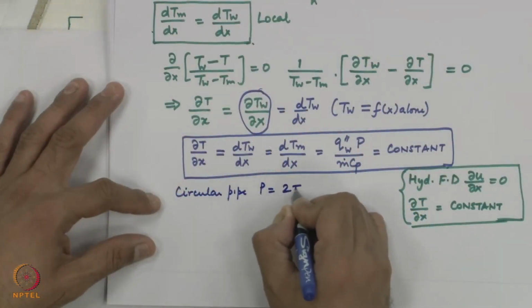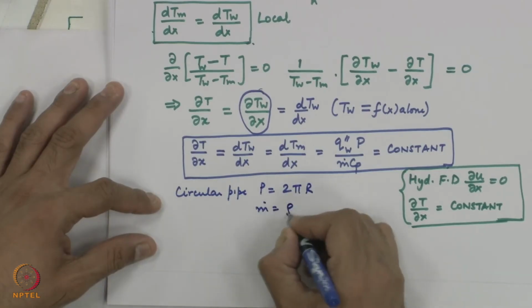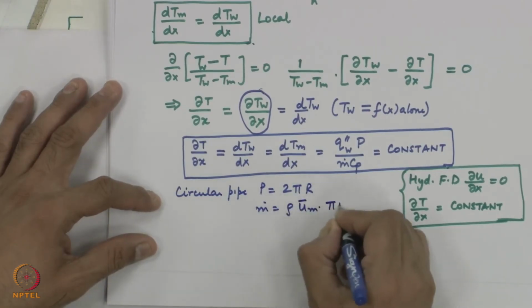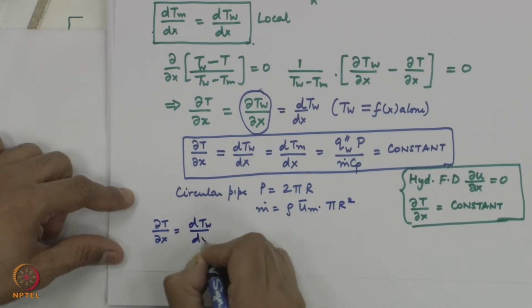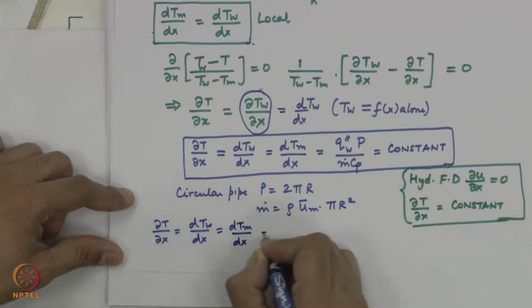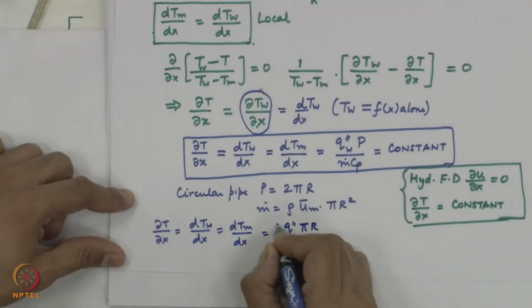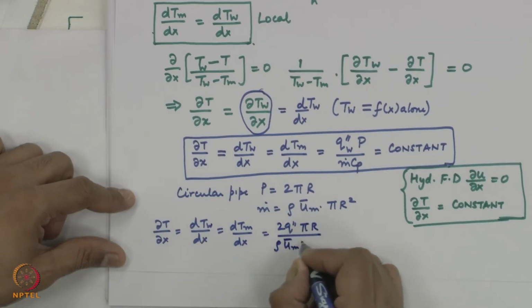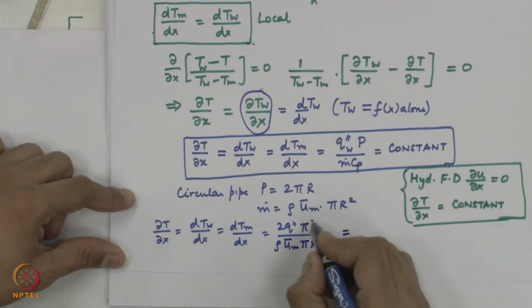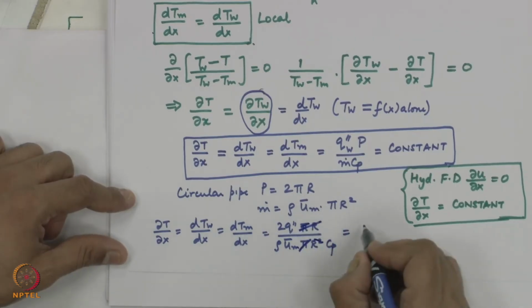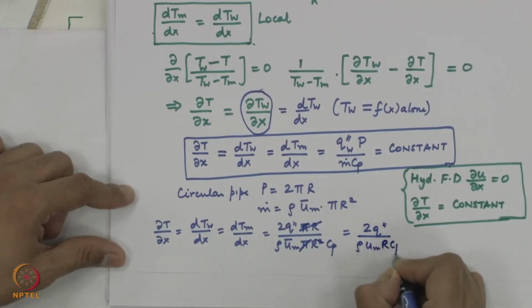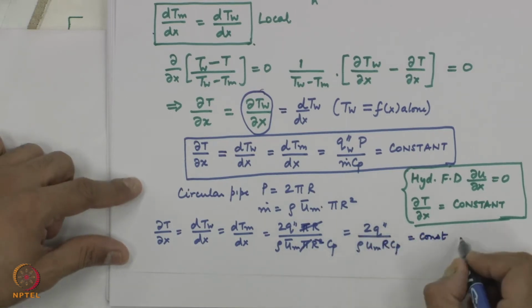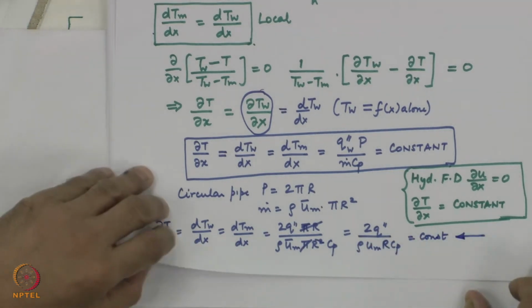For a circular pipe, perimeter is 2 pi R, m dot is equal to rho into u bulk mean into pi R squared. So, if I write this, dT by dx is equal to dT wall by dx is equal to dT m by dx is equal to q double prime, I am just substituting here, 2 pi R divided by rho um bar pi capital R squared Cp, pi R cancels. So, this is nothing but q double prime into 2 divided by rho um bar R Cp, which is also a constant.